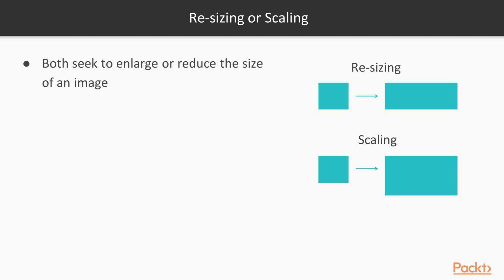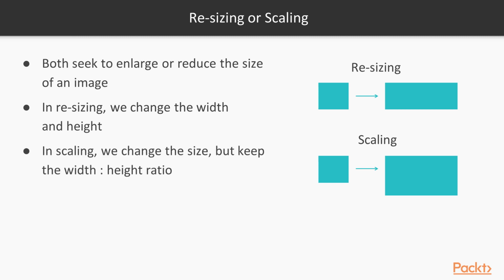Well, they both seek to enlarge or reduce the size of an image, that's self-explanatory. But the difference is that resizing seeks to change either the height or width or both of them, and they don't tend to be at the same scale. So imagine we can resize the square by doubling the width, but keeping the height constant, and we end up with a rectangle. However, in scaling, we seek to keep the height to width ratio the same. So scaling keeps the image ratios constant. So you end up with a square.